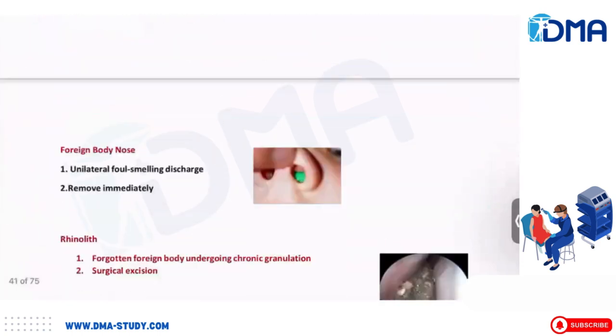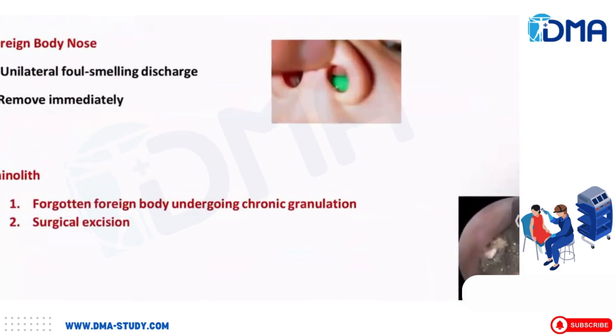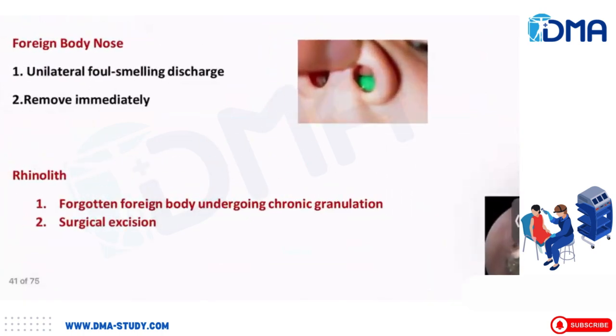Clear? So if a child comes to you with a foreign body nose like this, it will be unilateral foul smelling discharge, and most importantly, you could anticipate epistaxis. Unilateral foul smelling discharge with epistaxis is an important reason for epistaxis. Okay, that should be removed immediately.